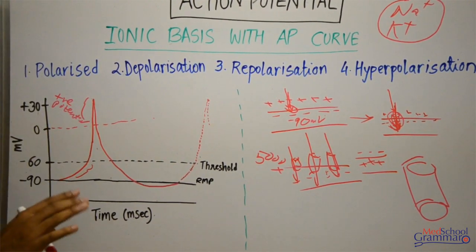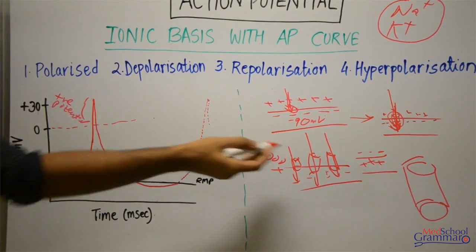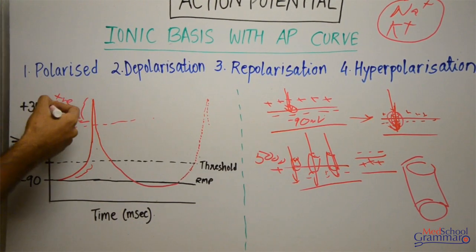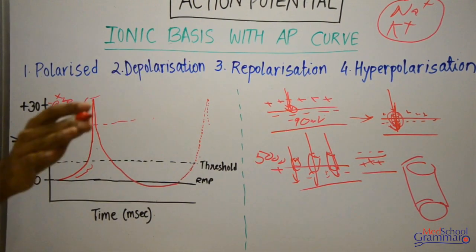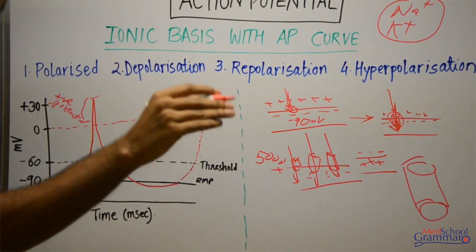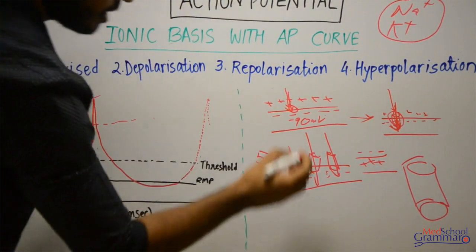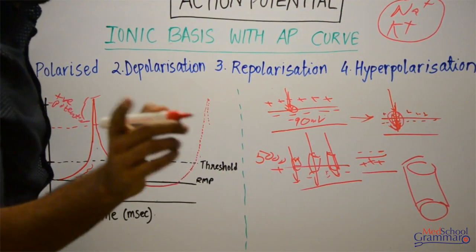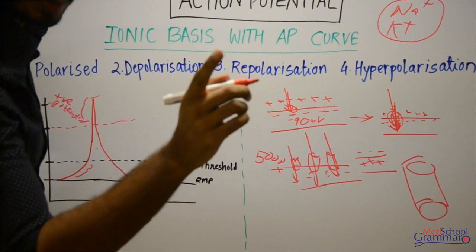So this is the overshoot potential. Now what is the reason? What is the level? Why have I said it is about plus 30 millivolts? Now it is not fixed that it's plus 30, but the concept here is that we have considered the Nernst equation in the last lecture of resting membrane potential.